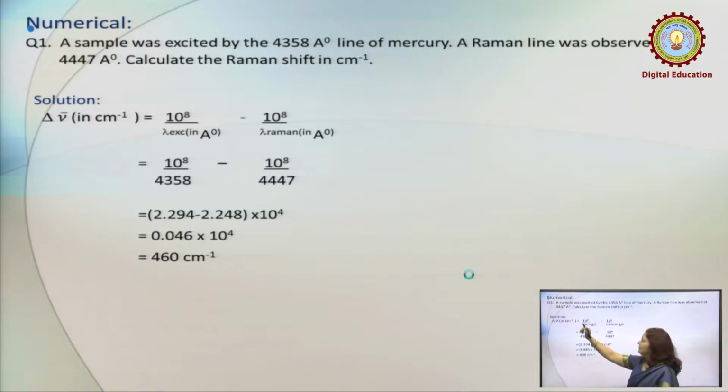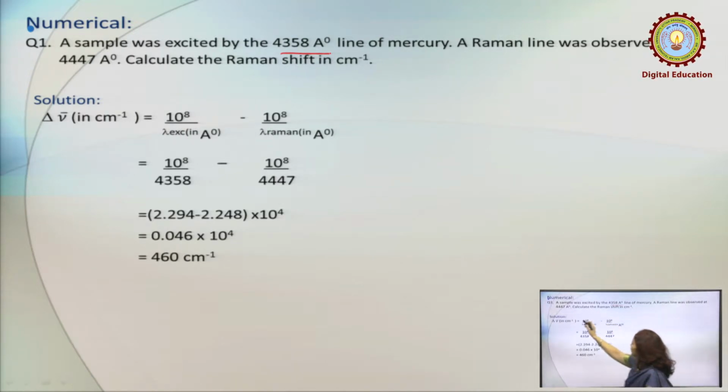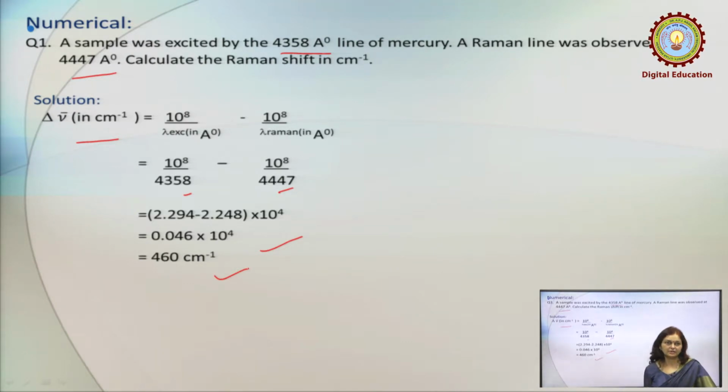In this numerical, a sample was excited by the 4358 Angstrom line of mercury, and the Raman line was observed at 4447 Angstrom. Calculate the Raman shift in centimeter inverse. You already know the formula of Raman shift. By putting the value of the line in the Raman shift equation, you get the result. This 4358 is your exciting wavelength, and this is your Raman line, 4447 Angstrom, and the answer comes to this value.